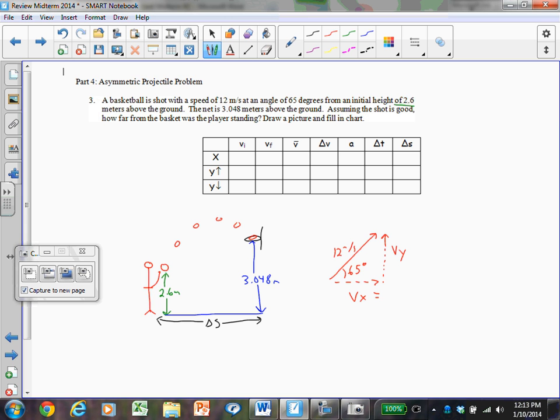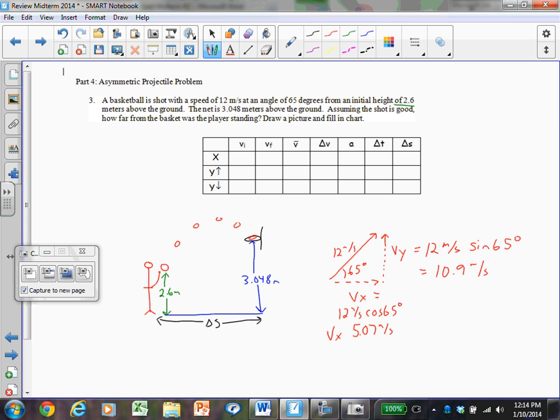Okay, Vx is V cosine theta, so 12 cosine of 65 degrees, or 5.07 meters per second. And Vy, similarly, would be 12 meters per second sine of 65 degrees, or 10.9 meters per second.